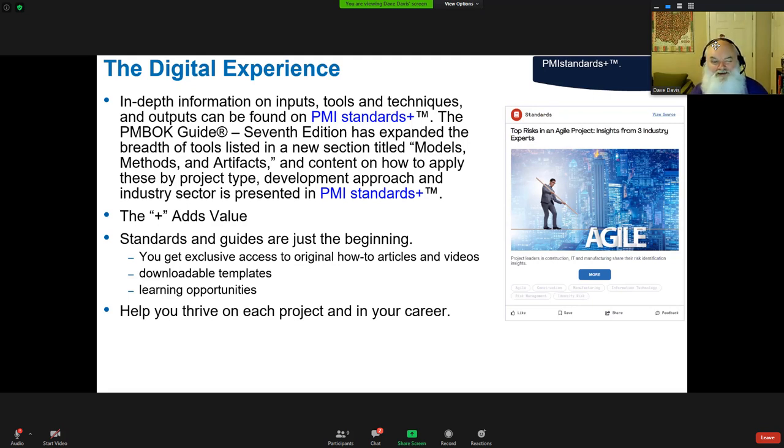I do work with the standards for us. It'll help you thrive on each project and in your career. I like the idea of it just being the digital experience and access to a huge knowledge base. You don't have to flip through a bunch of books to find something. And it's not necessarily a Google thing. Instead, you're looking for something with the PMI Good Housekeeping stamp of approval.